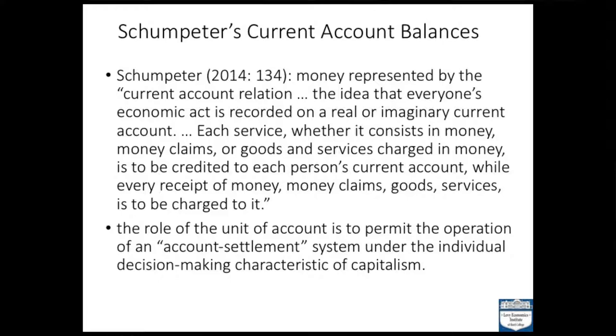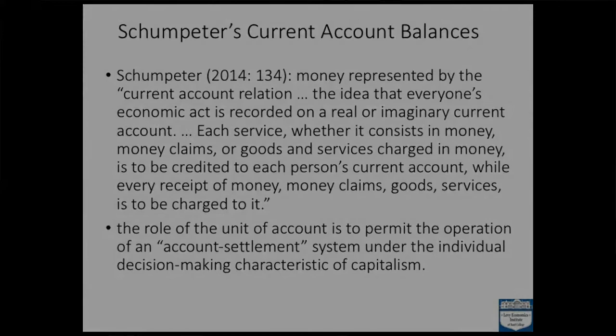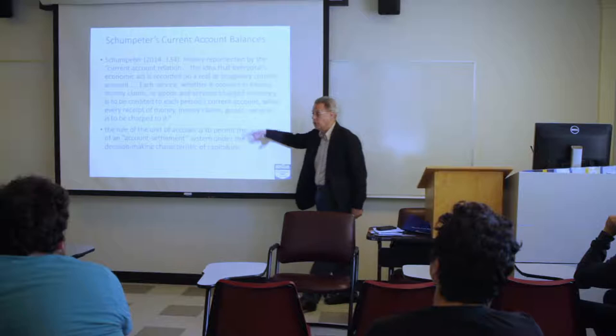Each service, whether it consists in money, money claims, or goods and services charged in money, is to be credited to each person's current account, while every receipt of money, money claims, goods, services, is to be charged to it. The role of the unit of account is to permit the operation of an account settlement system under the individual decision-making characteristic of capitalism. Okay? Now, this comes from the Money Book, which he eventually published.